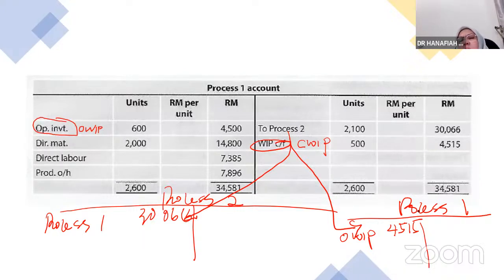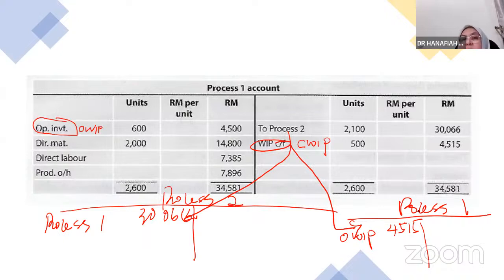Completed unit means, in this situation where we have two processes, complete in process 1, but it is not a finished good. Complete in process 1 and can be transferred to process 2. So it is different from work in progress. In process 1, we have work in progress, and in process 2 we are going to have work in progress as well, because at the end of the month maybe we cannot complete process 2 either. So in every process you might have work in progress.